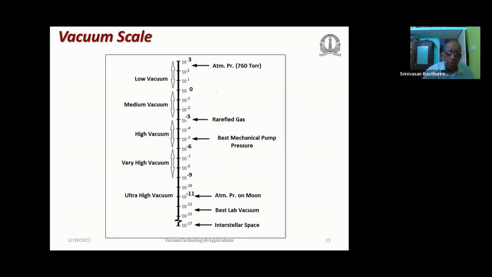Low vacuum, 3 orders of magnitude, from 10 to the power 3 to 10 to the power 0. 10 to the power 0 is nothing but 1. Okay. So that pressure level, you call low vacuum. Then medium vacuum will be up to 10 raised to minus 3 torr. Okay, 1 to 10 raised to minus 3 torr will be medium vacuum.